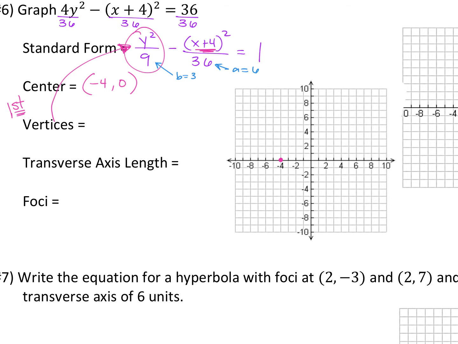So from your center, you're going to go up 3 for your B value. That's going to be a vertex. And down 3. 1, 2, 3. Another vertex. Okay. So again, you could name that from here, or you can name it from looking at the graph. But you've got 2 vertices now. Your vertices should be at negative 4, 3, and negative 4, negative 3. So if you wanted to, you could write that as negative 4 plus or minus 3. That would be fine.